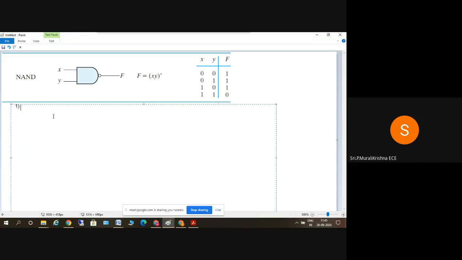What is the value of f? Inversion. Inversion, yeah. When the two inputs of a NAND gate are similar, it functions as an inverter. Okay, the NAND gate functions as an inverter.